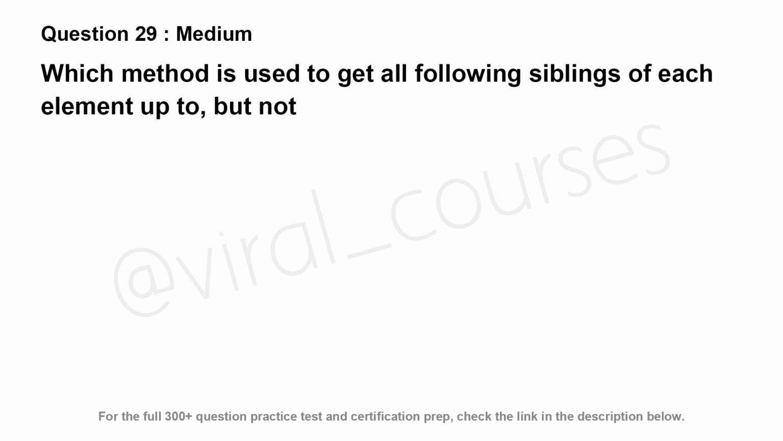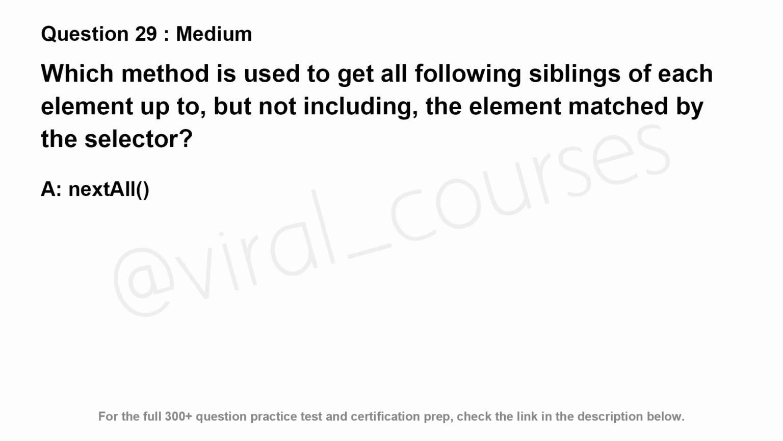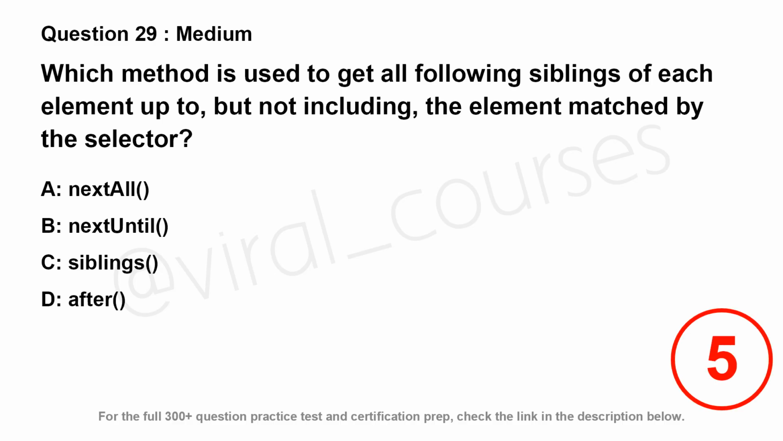Which method is used to get all following siblings of each element up to, but not including, the element matched by the selector? Option A. Next all. Option B. Next until. Option C. Siblings. Option D. After.